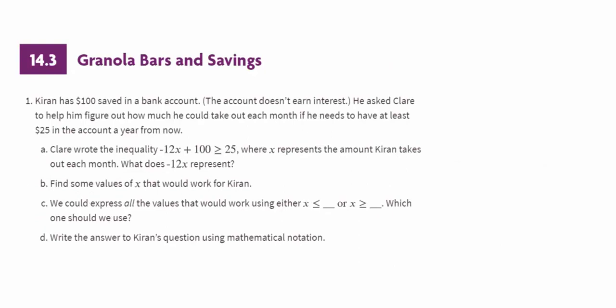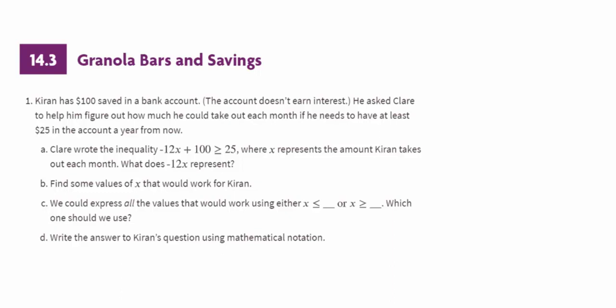Problem 14.3, granola bars and savings. Kieran has $100 saved in a bank account. The account doesn't earn interest. He asked Claire to help him figure out how much he could take out each month if he needs to have at least $25 in the account 1 year from now. Claire wrote the inequality negative 12x plus 100 is greater than or equal to 25, where x represents the amount Kieran takes out each month.